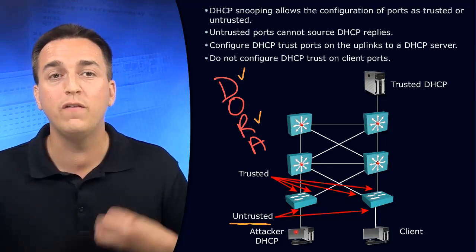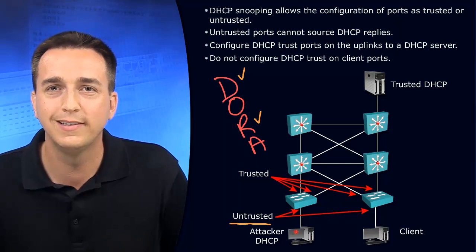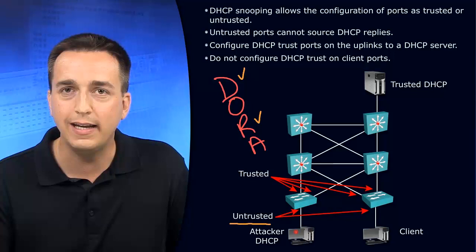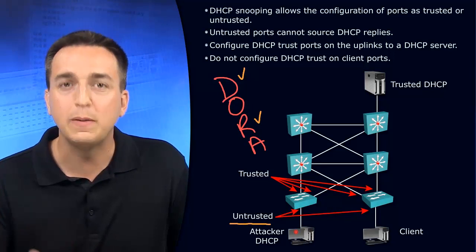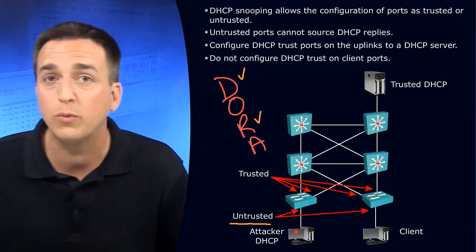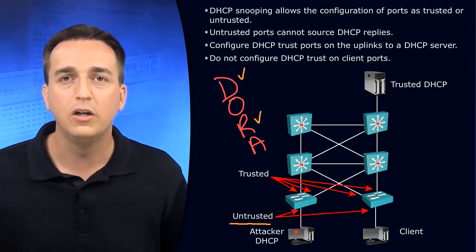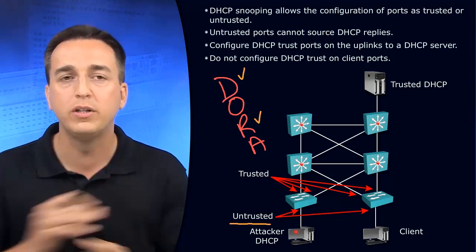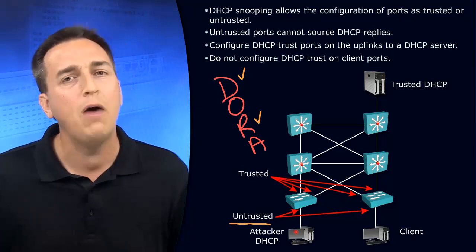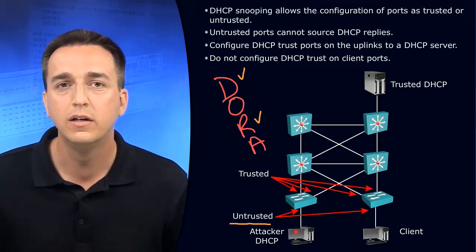That's how we're preventing that rogue DHCP server from sending offers back to the other clients in the network. So that rogue DHCP server can still receive the discover messages. But as soon as it tries to offer, nope, it gets stopped right there on the interface it's connected to because it's untrusted. However, since every single interface is untrusted, we now have an issue.